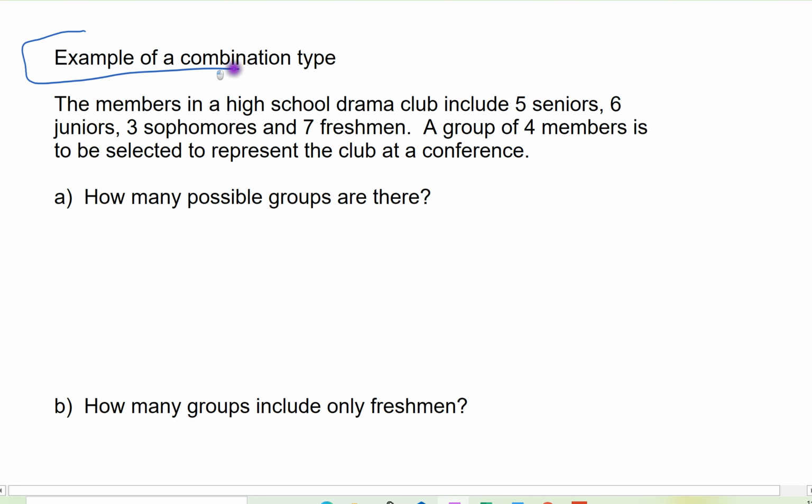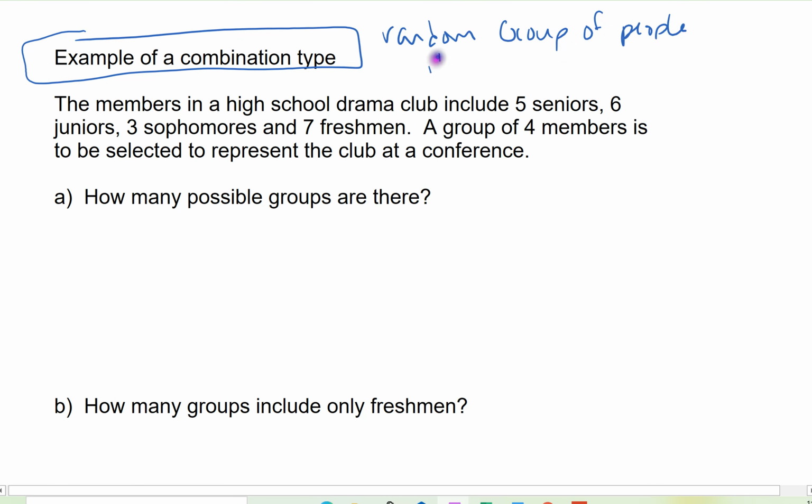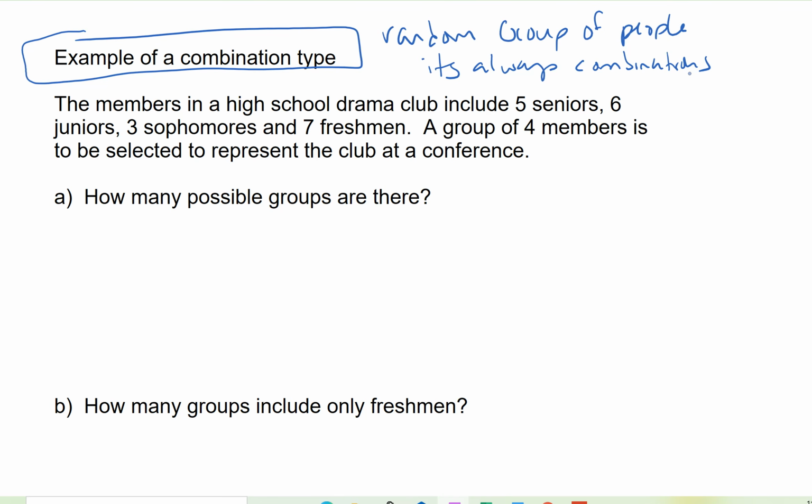And those cases are always combination types, because if it's a random group of people, items, or things, it's always combinations. Because it doesn't matter if you're first, second, third, or fourth. Order is not important, right? Order doesn't matter, right? As long as you're in the group or on the committee, that's all that matters. Whether you're the first person picked for the group or the committee is the same as if you were the last person picked for the group or committee. You're all on the committee. You're all in the group. Right? And so this is an example of that.